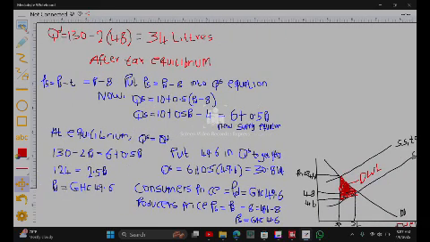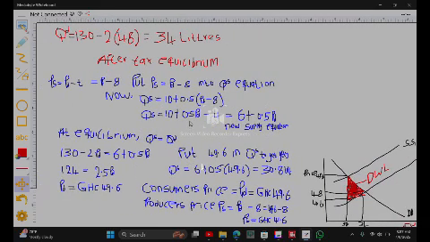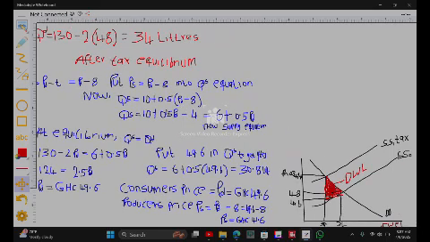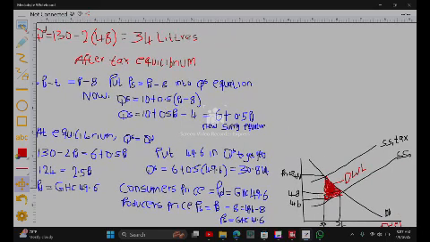Let's see what we have here. This is our initial supply function, and this is our initial demand function. And this is our supply function after the imposition of the tax. From this point, this is the equilibrium point before the imposition of the tax, and we have the quantity to be 34 and the price to be 48.